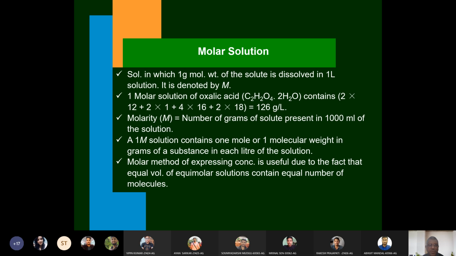So molarity means number of grams of solute present in 1000 ml of the solution. A 1 molar solution contains 1 mole or 1 molecular weight. Mole means molecular weight in grams of a substance in each liter of the solution. The molar method of expressing concentration is useful due to the fact that equal volumes of equimolar solutions, having the same molarity, contain an equal number of molecules.